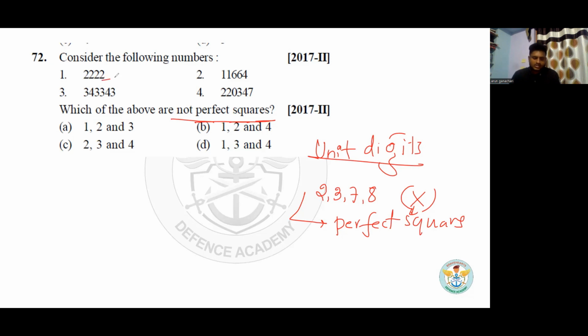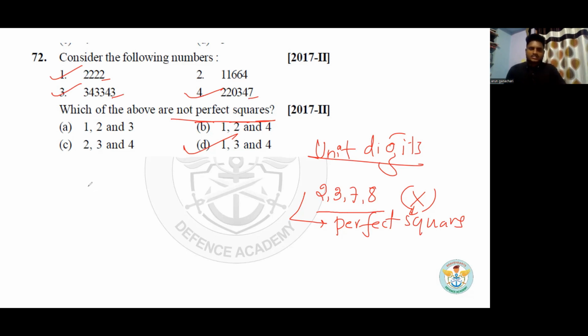The number ending in 2 is option 1, and 3 and 7 are the other options. So which are the correct options? 1, 3 and 4. This combination is present in which of the options? 1, 3, 4. Option D, sir. So my correct answer is option D. Don't forget your basics. We have discussed this. The numbers ending in 2, 3, 7, 8 can never give me a perfect square.